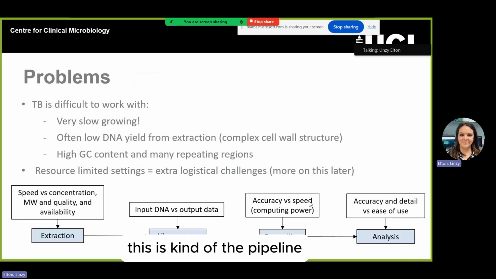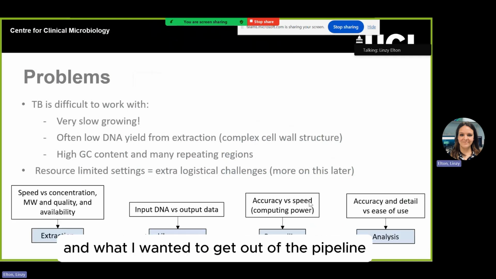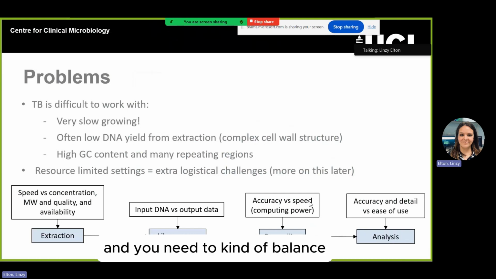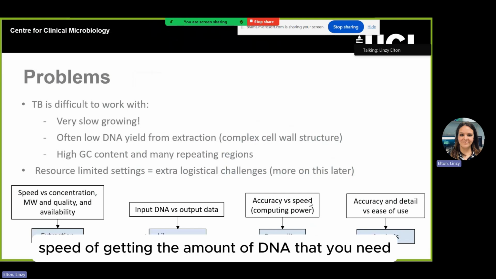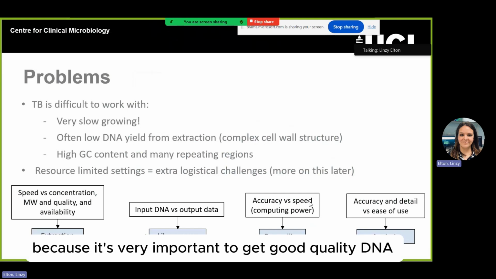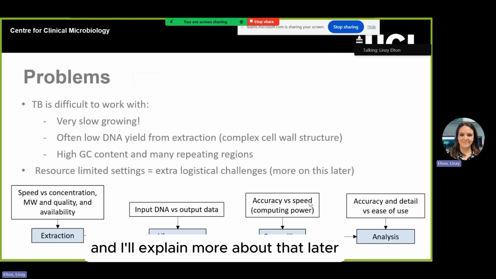This is the pipeline and what I wanted to get out of the pipeline. So the first step is obviously growing and extracting the DNA. And you need to balance the speed of getting the amount of DNA that you need versus the actual amount you need, because it's very important to get good quality DNA. And I'll explain more about that later.